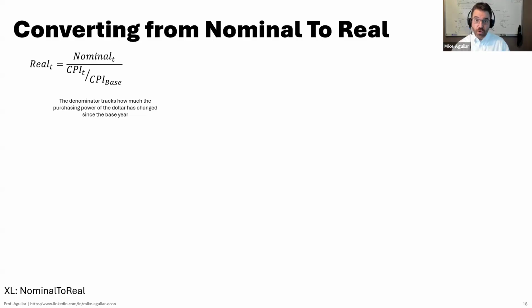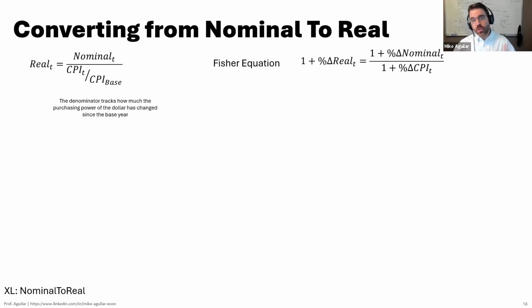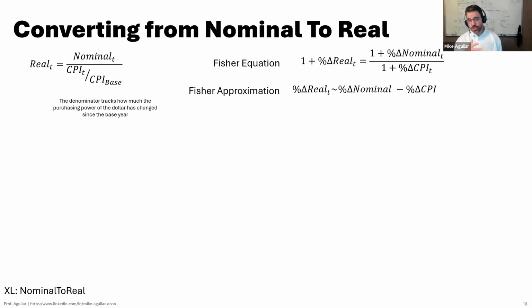That's what real is doing. Focus on the relative. So what you could do is you could actually take what's called a Fisher equation. Percent delta real: 1 plus whatever is the change in the real at a given point in time is equal to 1 plus nominal change over 1 plus inflation change. So it's kind of like the formula you see on the left, but it's a transformation. It turns it into growth rates. Now, you could be much more rigorous, you could use logs, etc., but this is going to give you a really good estimate.